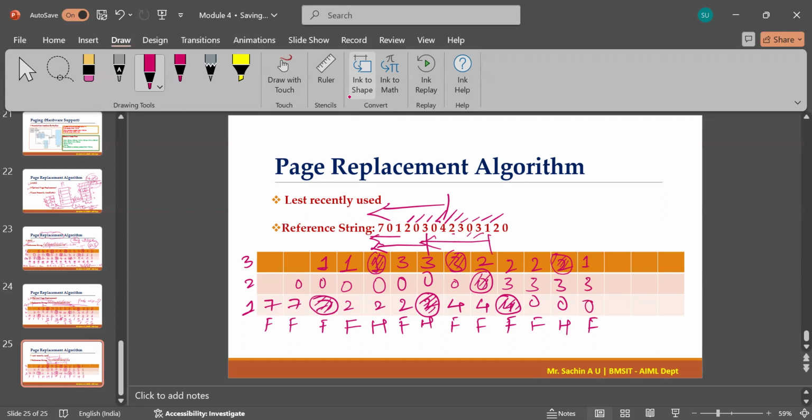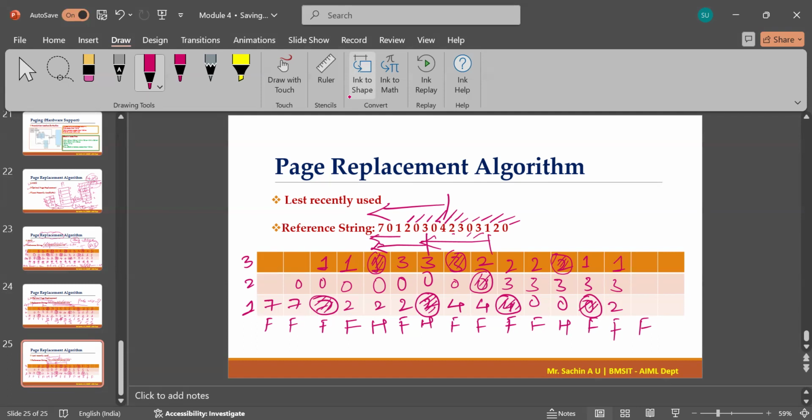Okay. So after 1, what is the next frame I am looking for? 2. Is 2 present? No. 2 is also not present. 1 was used. So here you can see 0 is in the very far past. So I will be replacing 0 with 2 over there. And last one, you can see 0 is the frame. So 0 is again not present. So I can term it as fault.